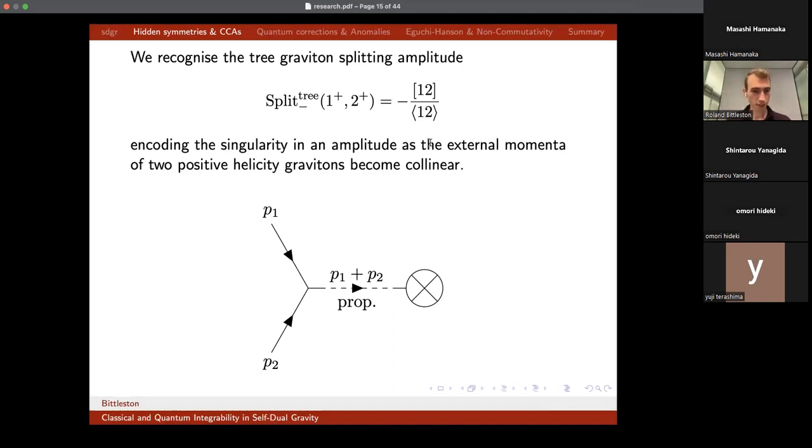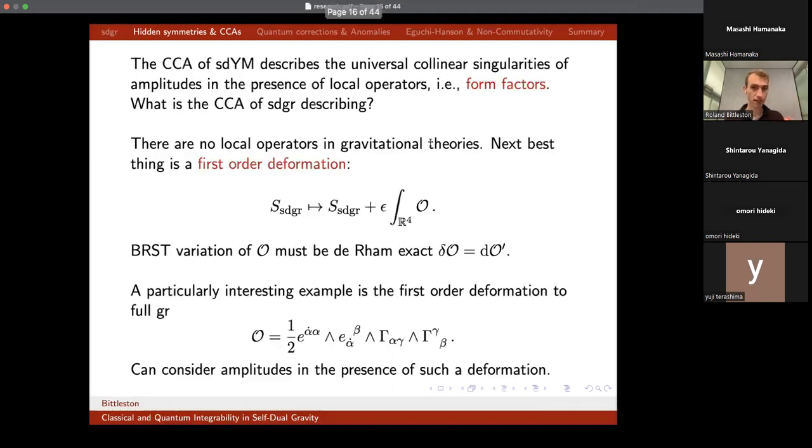Okay, but it would be a little bit surprising if somehow the self-dual theory of gravity knew something about all the amplitudes in full Einstein gravity. So we need to make a precise statement about what exactly this hidden symmetry of the self-dual theory is telling us about. For those of you who were at the talk yesterday, I explained how the celestial chiral algebra of self-dual Yang-Mills is telling us about the universal collinear singularities of amplitudes in the presence of local operators. So it's singularities of amplitudes in self-dual Yang-Mills in the presence of a local operator in that theory.